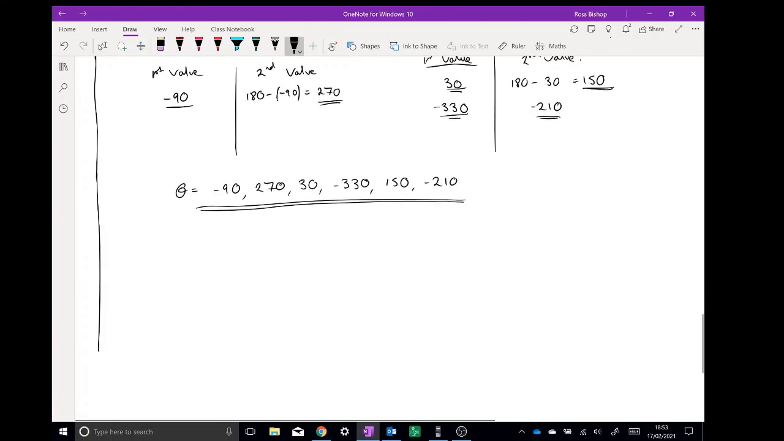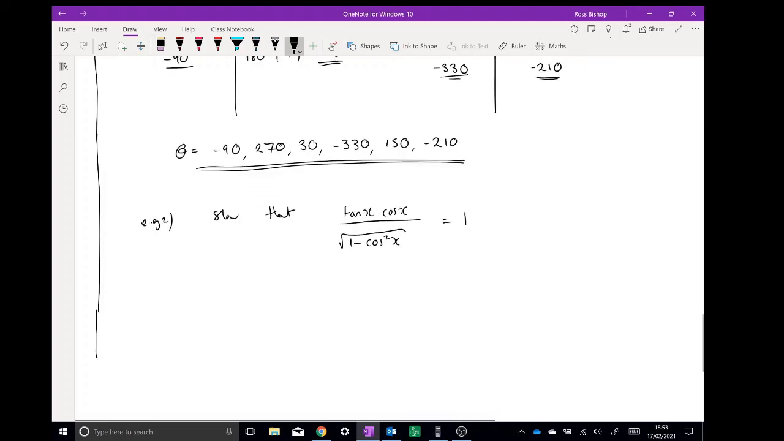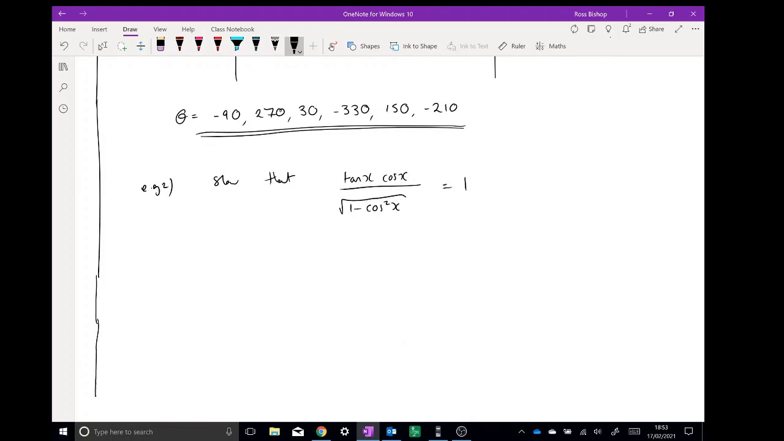Right, the next one is a bit of a proof sort of question. So example 2, and it is show that. Now show that means you've got to show every single step. So show that tan x cos x over root 1 minus cos squared x equals 1. That's the question. And we're going to use those 2 red boxes again. So let's just refresh our memory on that.